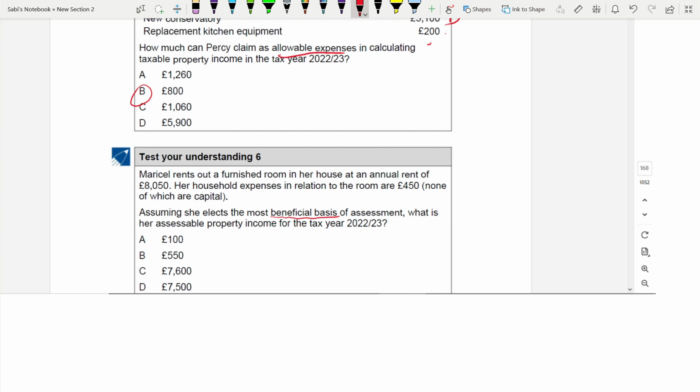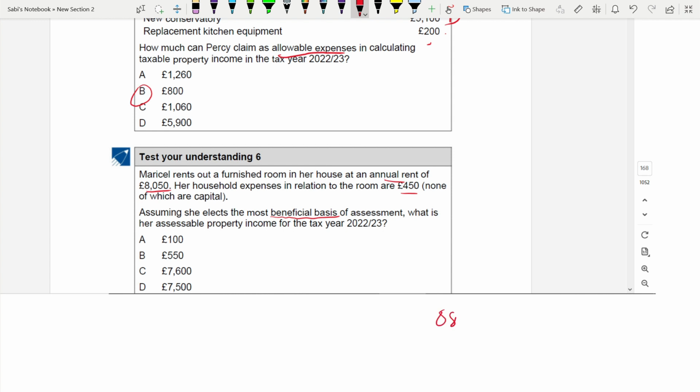Okay, so annual rent is this much, 8,050. And expenses is 450, none of which are capital. That means you can deduct. So we'll see now, doing both the methods. So it's more than 7,500.